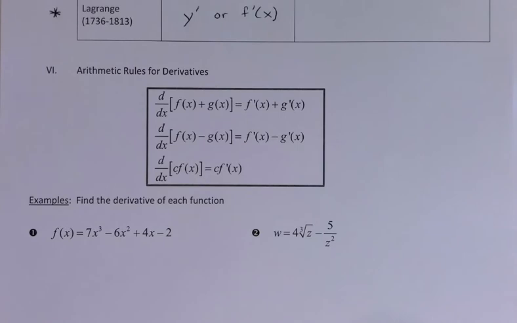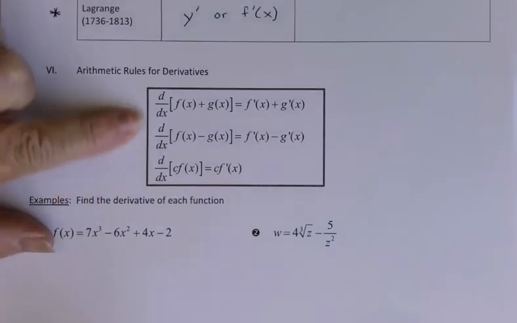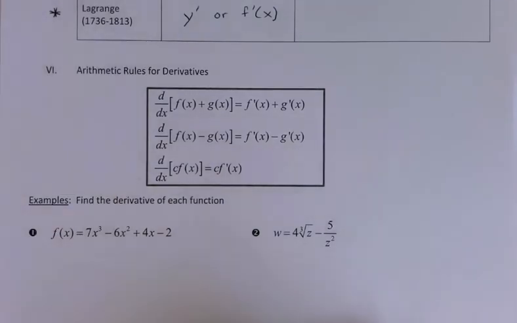I will mention, notice what you don't see here. There's nothing here that says that the derivative of a product is just f prime times g prime, and in fact it's not. There's nothing that says the derivative of a quotient is just f prime over g prime, and again, it's actually not. So we will look at those rules for products and quotients as we go forward in the next section. But for right now, we have just these three rules that we can use. So let's try them out.